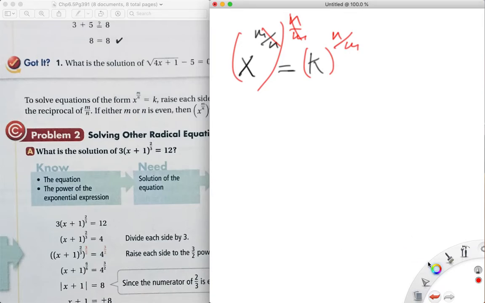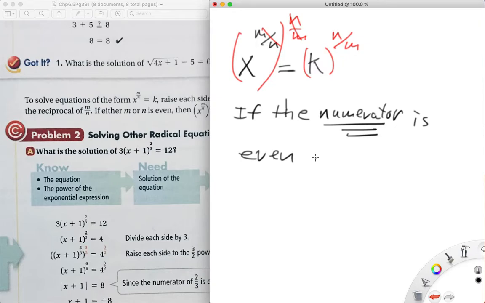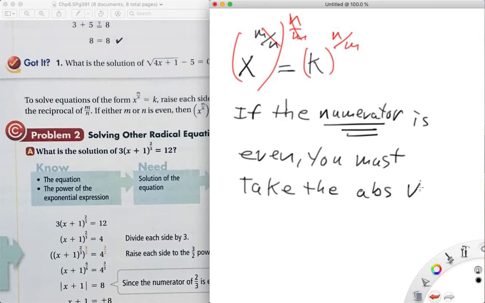Now, if the numerator is even, you must take the absolute value of the answer. You must take the absolute value.